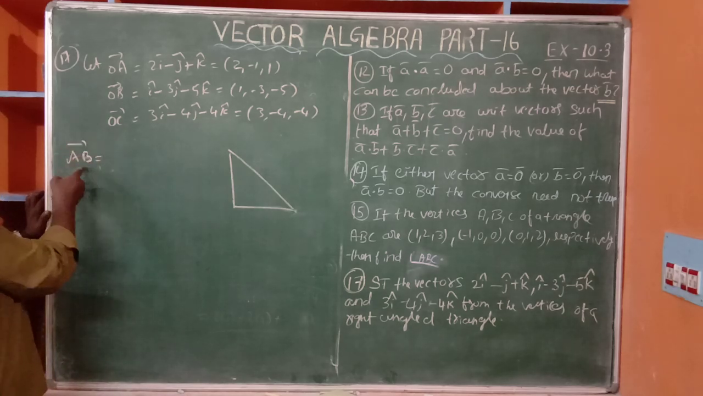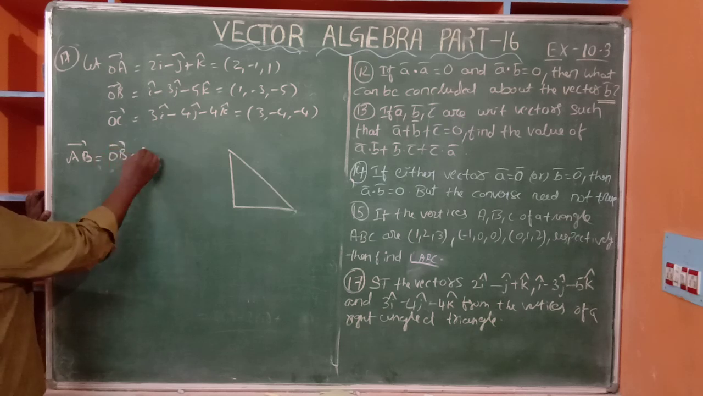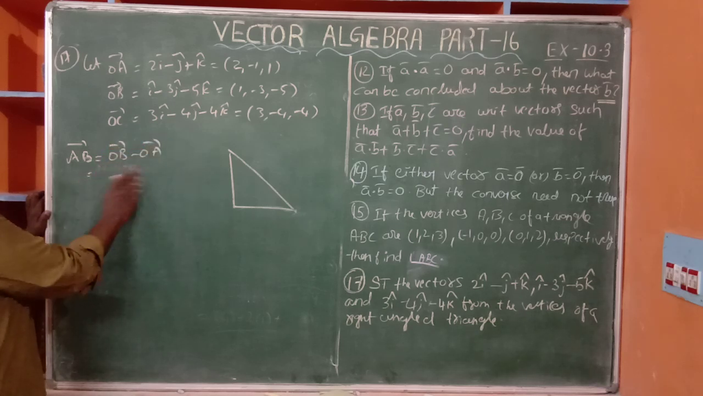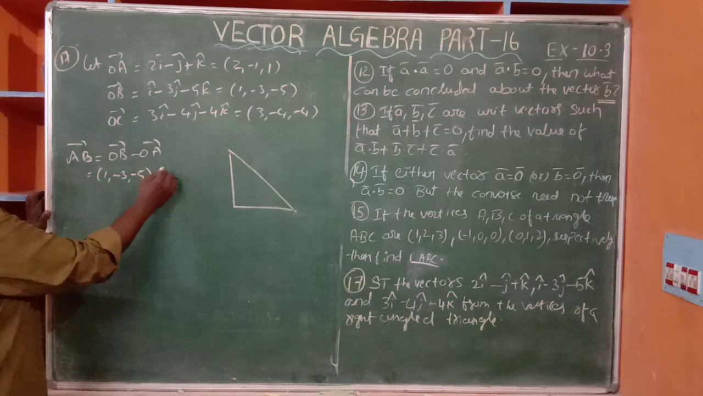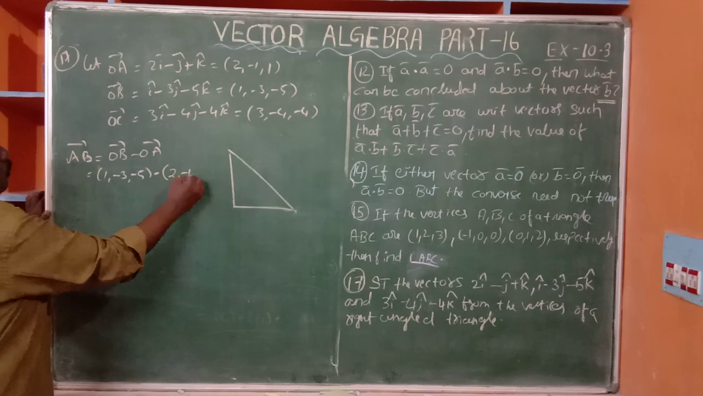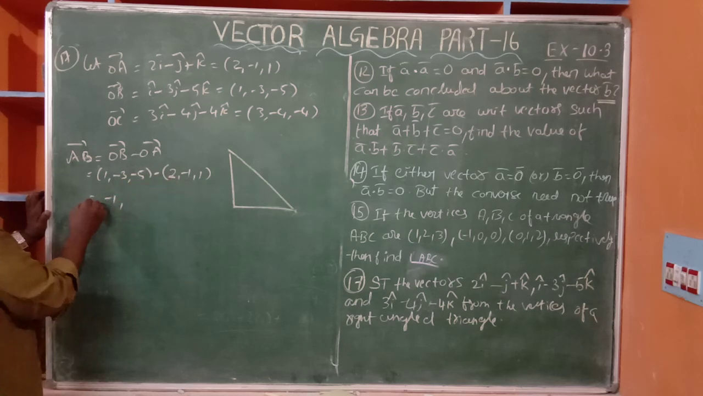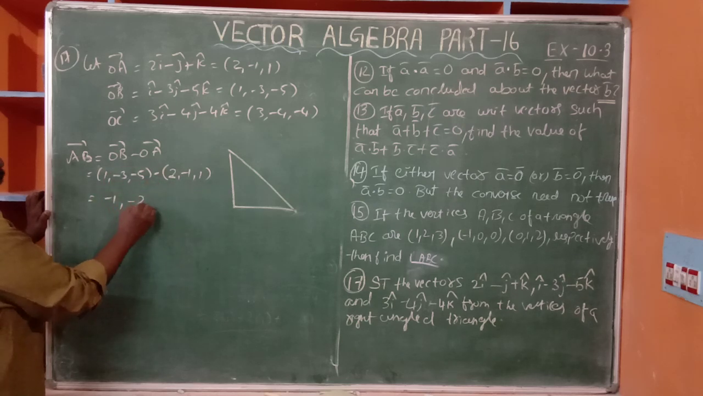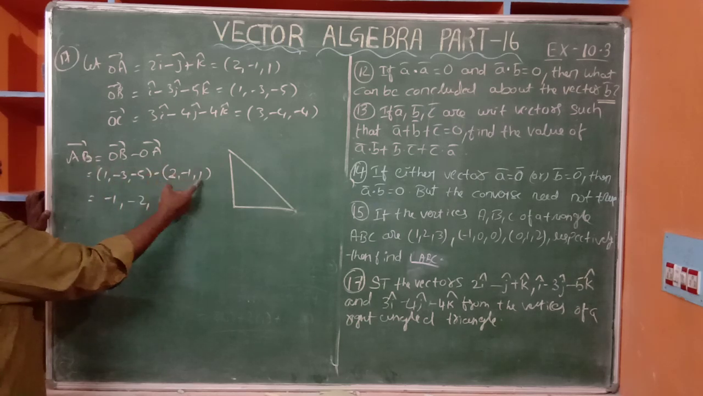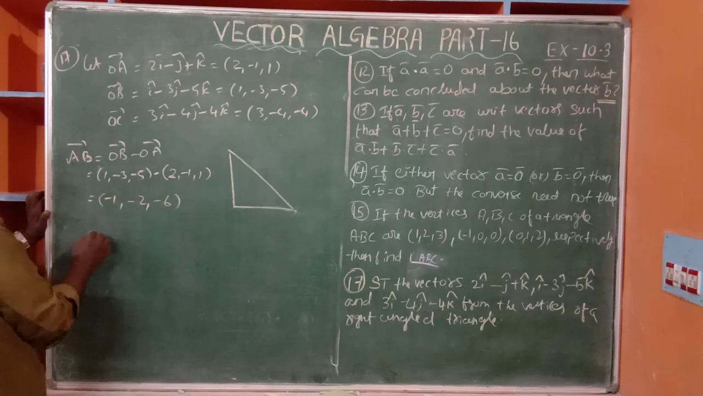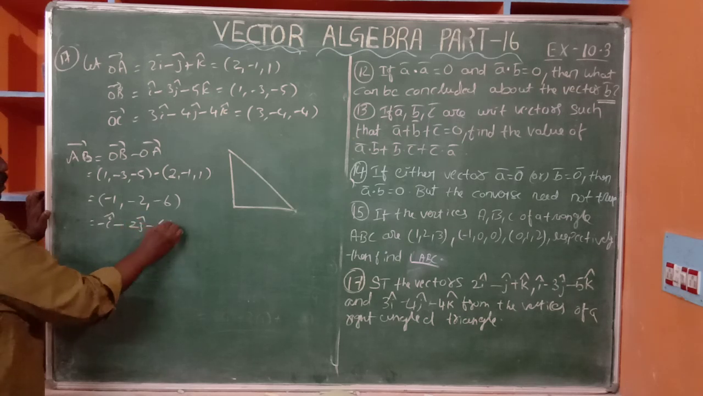AB bar means it is a free vector: OB bar minus OA bar. What is OB bar? 1, minus 3, minus 5. OA bar is 2, minus 1, 1. Try to understand. 1 minus 2 is minus 1. Minus 3 minus of minus 1, minus 3 plus 1 is minus 2. Minus 5 minus 1 is minus 6. That means it is minus i minus 2j minus 6k.